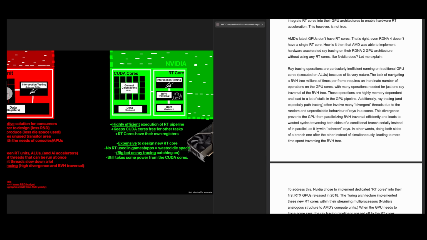It requires a lot of memory reads and writes, and that incurs a lot of stalls in the GPU pipeline, which is basically like waiting. On top of this, ray tracing and especially path tracing involve a lot of divergent threads due to the crazy and unpredictable behavior of rays in a scene. This divergence in a thread prevents the GPU from parallelizing the traversal of the BVH structure as efficiently, and it leads to wasted cycles where it has to traverse both sides of a branch in order instead of doing them at the same time together.